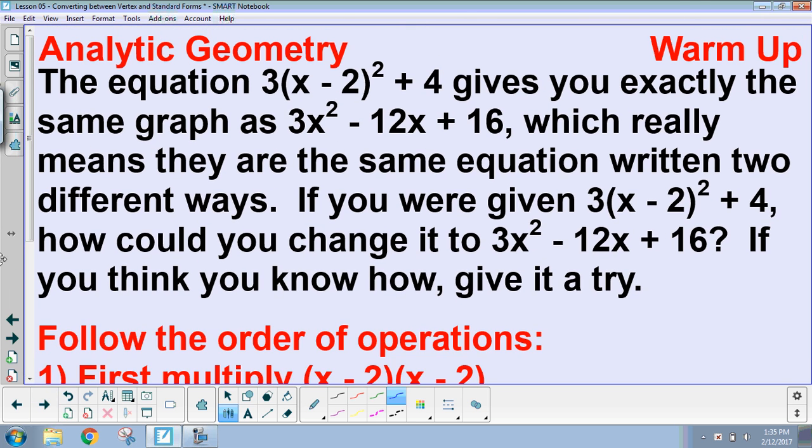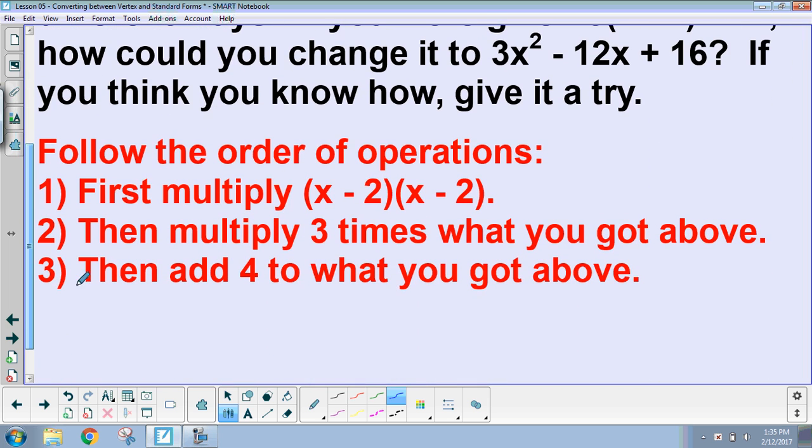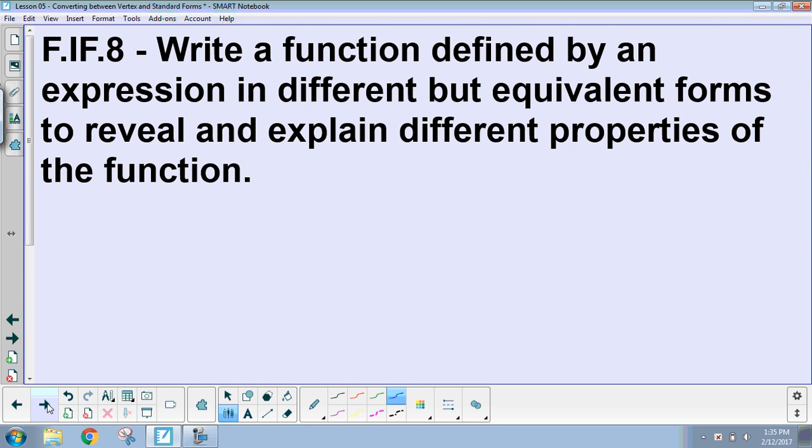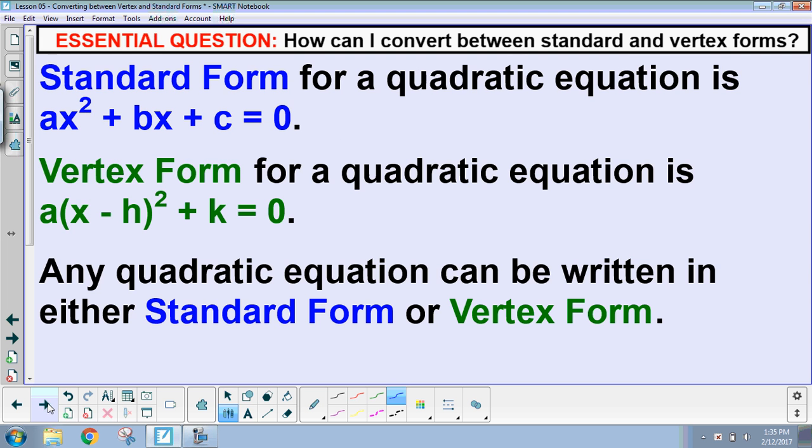Well, it's just like the order of operations. First multiply. Then, use your Punnett squares. Then multiply 3 times what you got above, then add the 4. Again, you got to combine like terms. So that's what today's is going to be all about. We're just multiplying and rearranging.